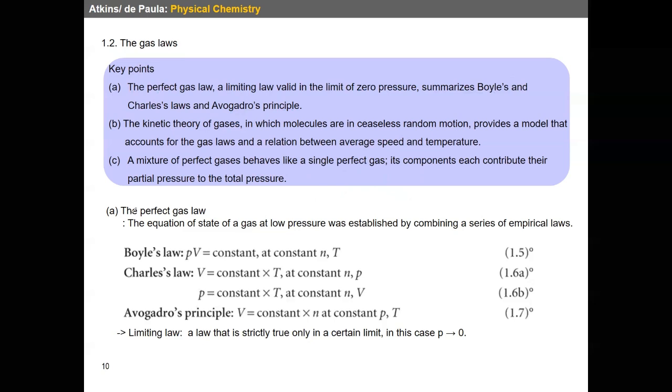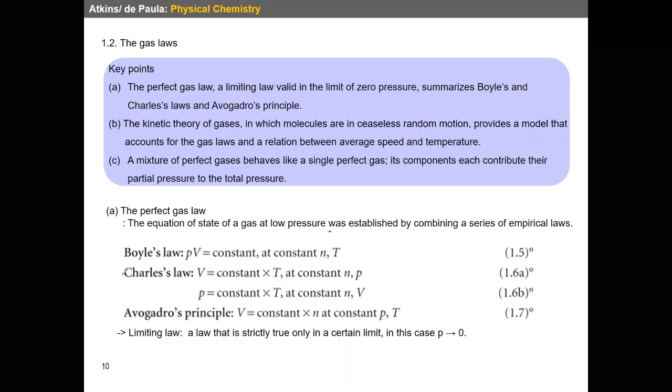Okay, so first, the perfect gas law. This law is related to perfect gases. Here we will learn about some previously established laws which are related to gases. The perfect gas law is the equation of state of a gas at low pressure, established by combining a series of empirical laws.